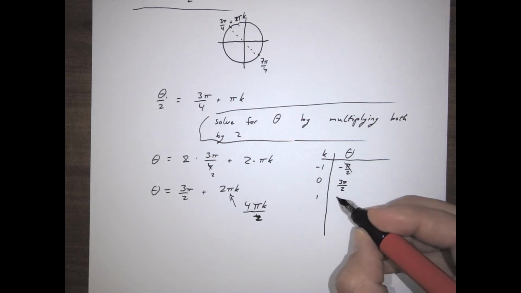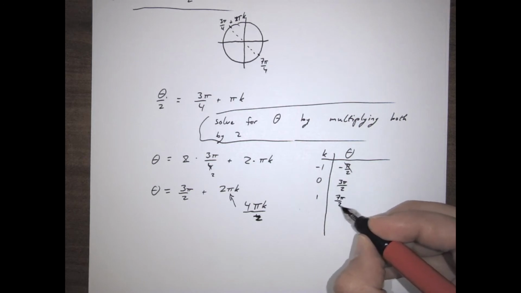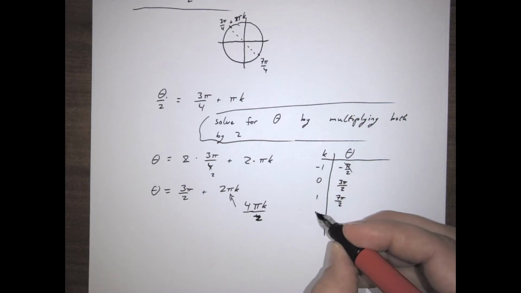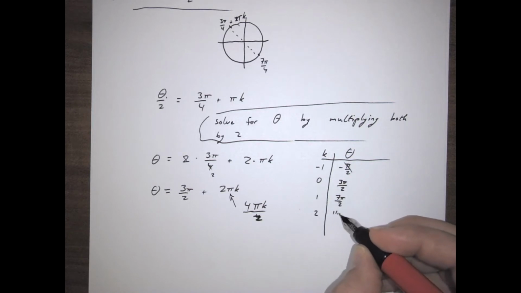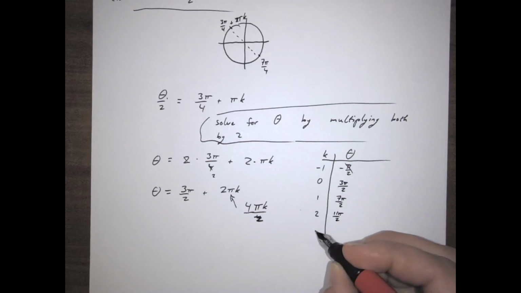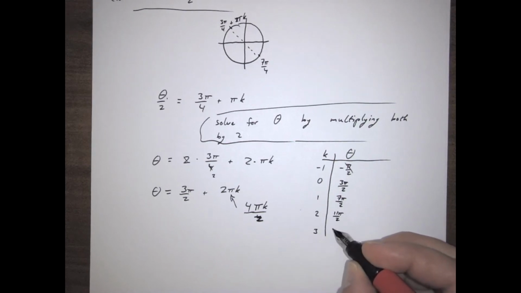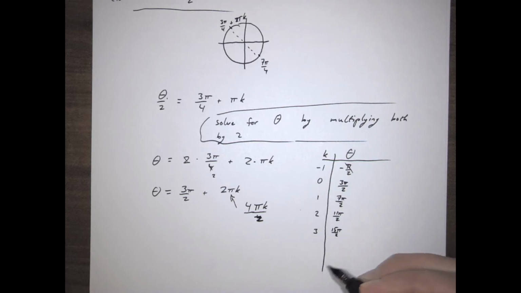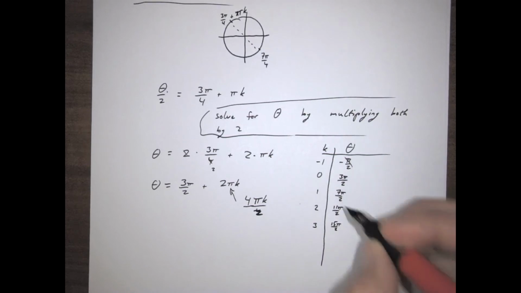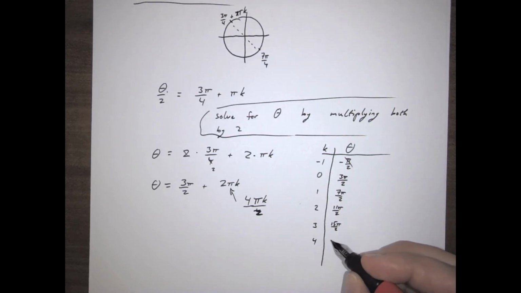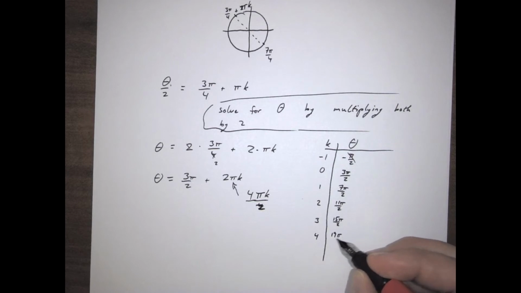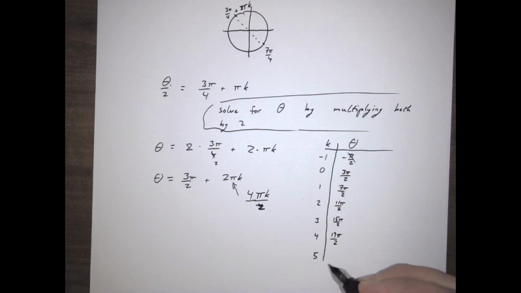And then the next one we'll just add 4. So 7 pi over 2, the next one add 4, it's 11 pi over 2, the next one add 4, that's going to be 15 pi over 2. The next one, I add 4, and we just continue until we have 6 answers. We have 4 so far. And so that's going to be 19 pi over 2, followed by our sixth and final answer here, 23 pi over 2.